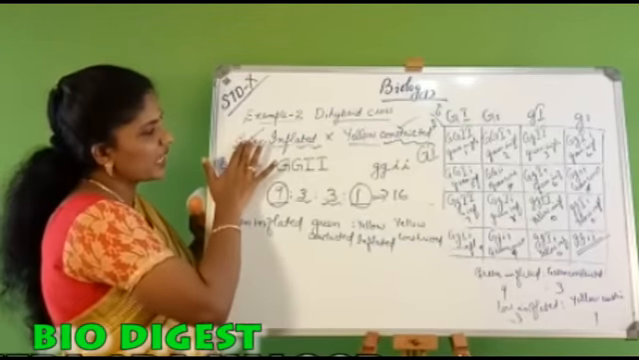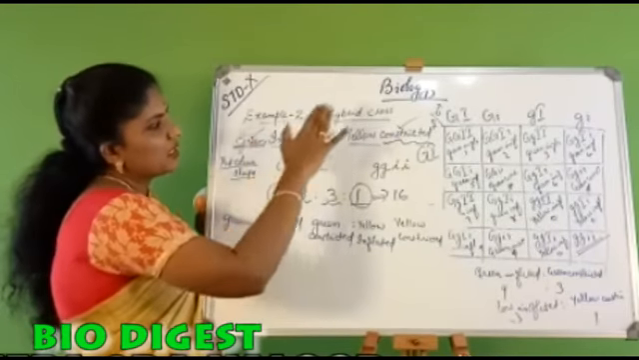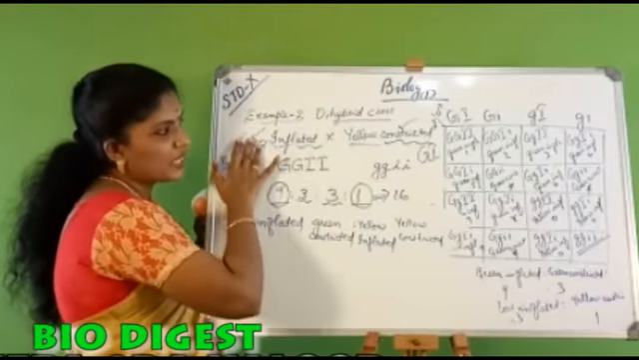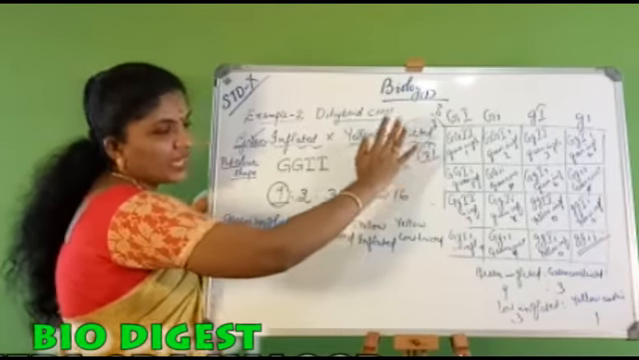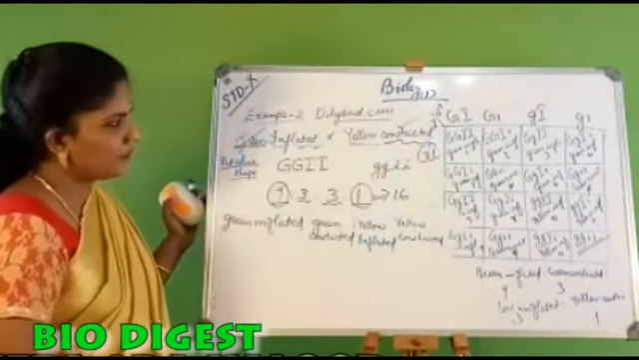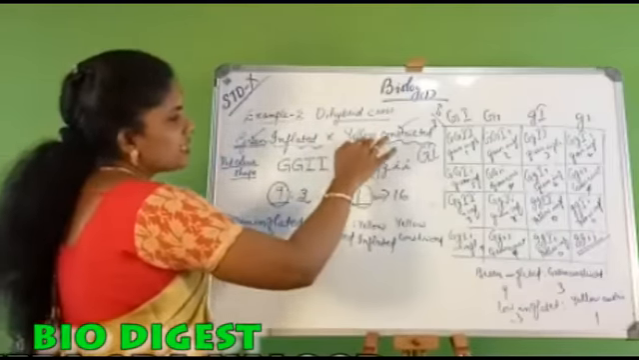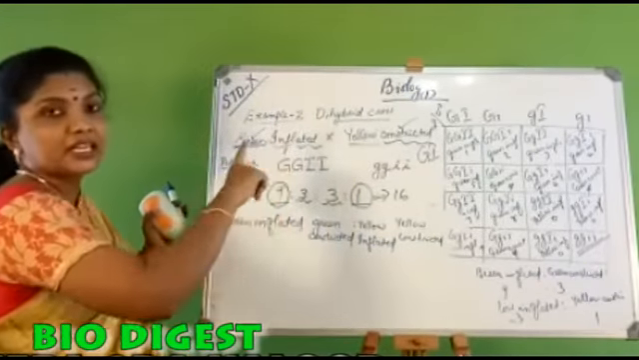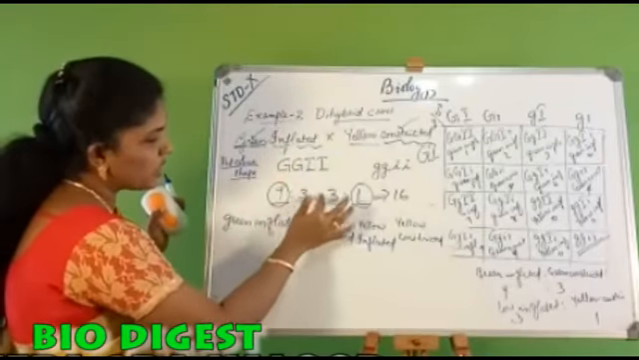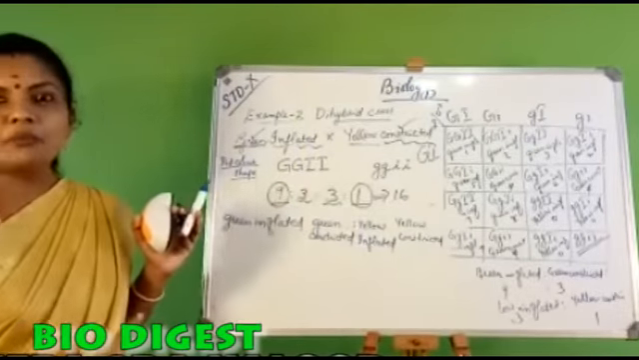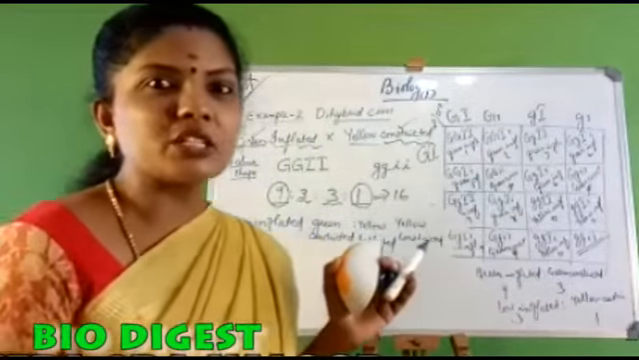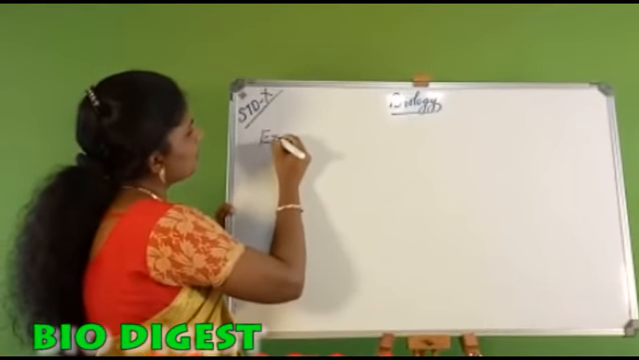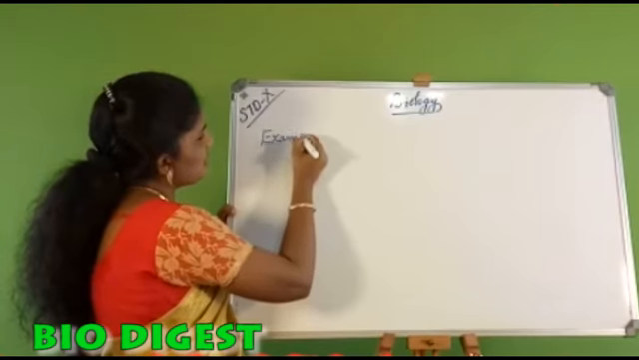That means first character of the first plant combined with the second character of the second plant. Similarly, first character of the second plant combined with the second character of the first plant, that will give you these 2 3s. I hope the dihybrid crossing is clear to everyone. Moving to the next example, I hope the previous example is clear to everyone.